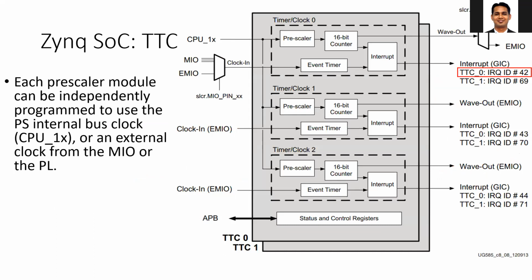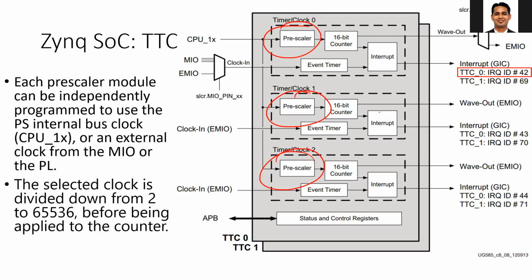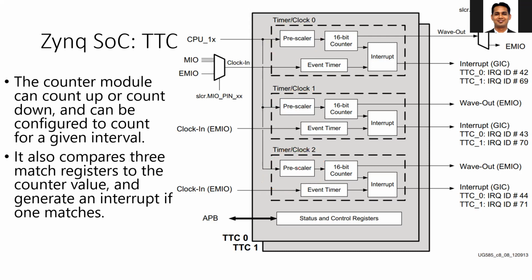Okay, so each prescaler module can be independently programmed. You can see that each prescaler, for every timer counter, can be independently programmed to divide the input clock pulse as per the requirement. The selected clock division is from 2 to 65536 because it's a 16-bit prescaler.